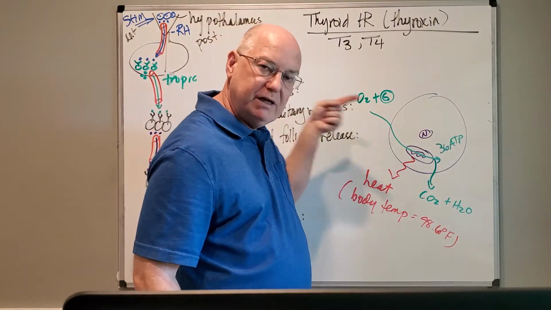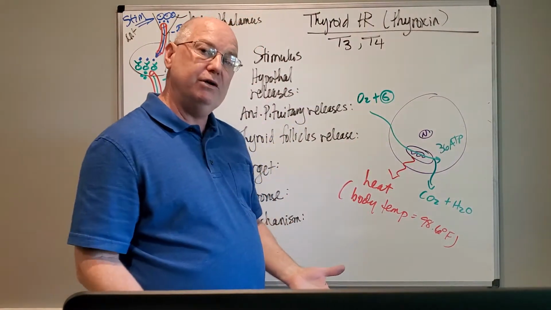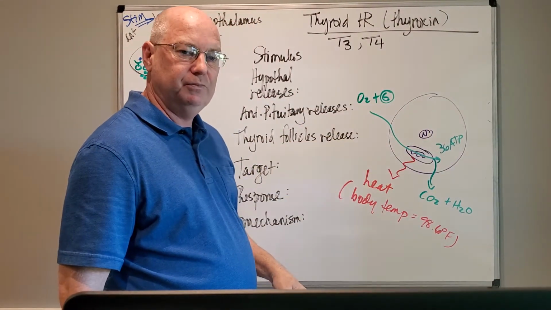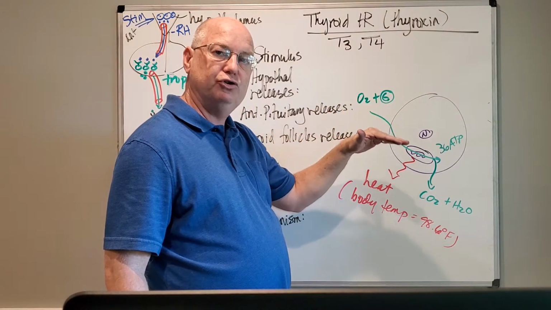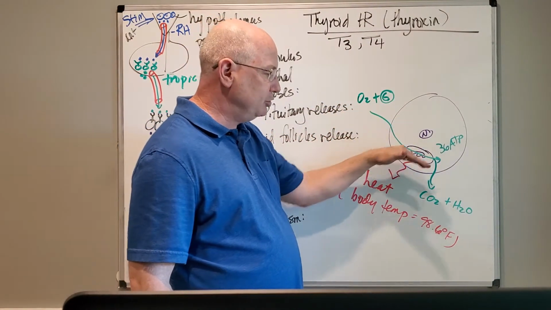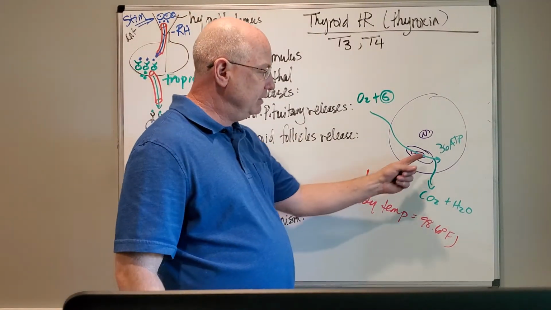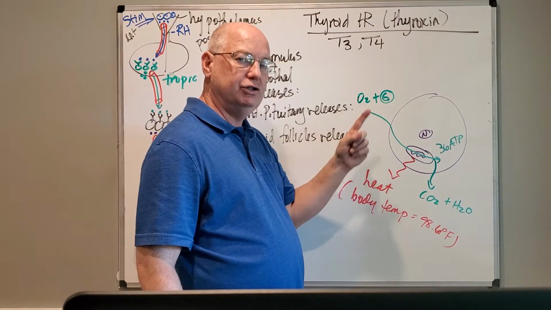How fast you metabolize sugar to make energy determines how much heat we can generate. If I increase metabolism, I increase body temperature. If I decrease metabolism and take a nap, my temperature goes down. So temperature and energy metabolism are indelibly linked. In order to metabolize energy, I have to burn glucose and I have to burn oxygen.